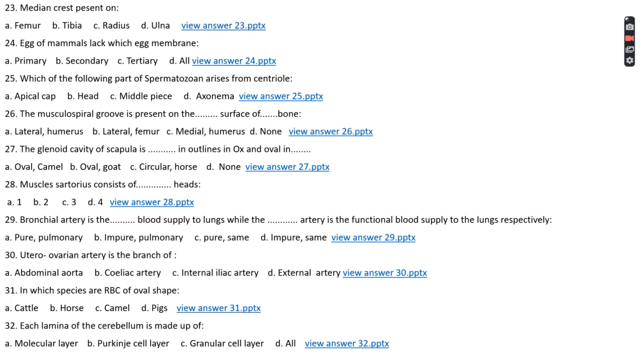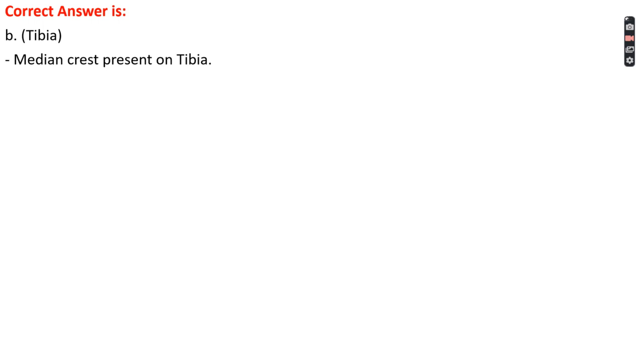Question number 23. Median crest is present on option A femur, option B tibia, option C radius, option D ulna. The right answer is option B, that is tibia. Median crest is present on the tibia.